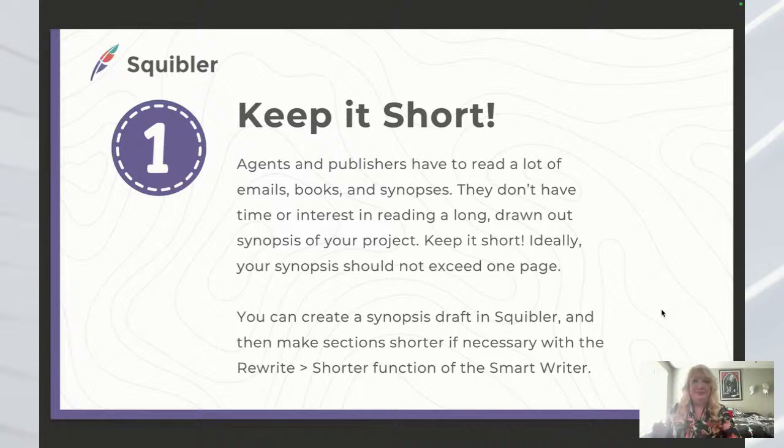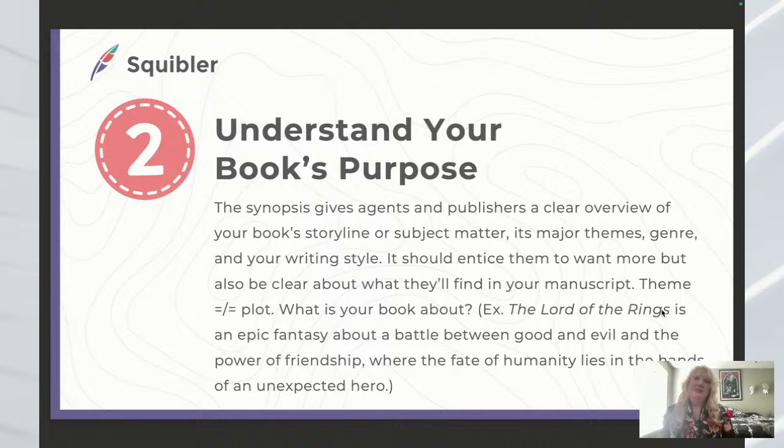The second tip is to make sure you understand your book's purpose. The synopsis is going to give agents and publishers a clear overview of your book's storyline or subject matter, its major themes, the genre, and your writing style. It should entice them to want to read more, but it also should be clear what they're going to find in your manuscript. And theme does not equal plot. So what is your book about? That's a big question for you to answer for yourself.